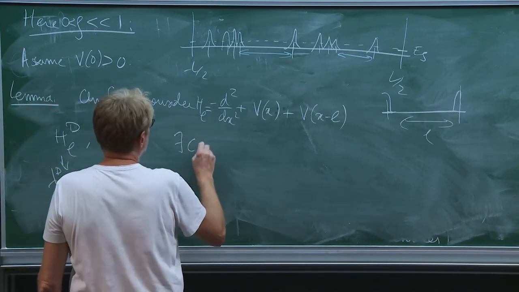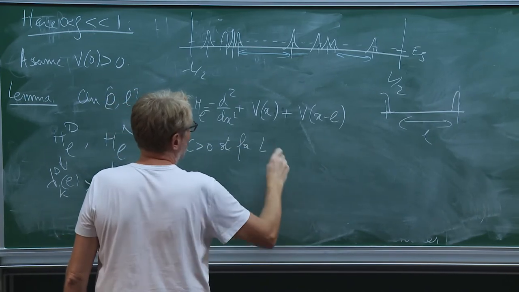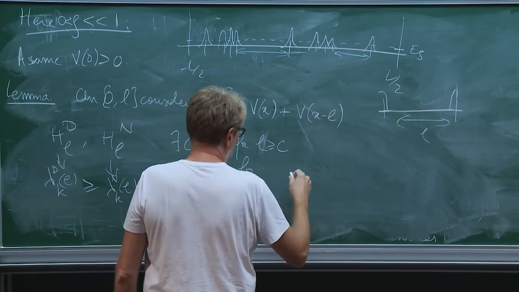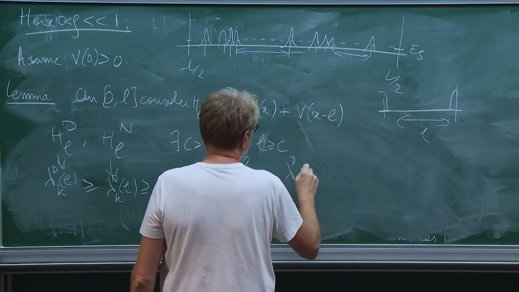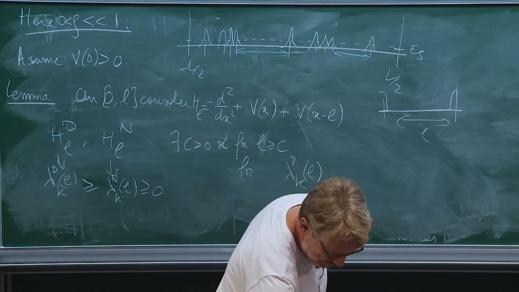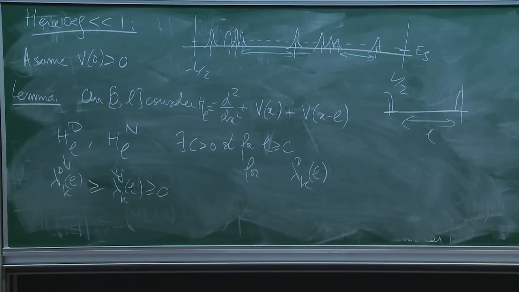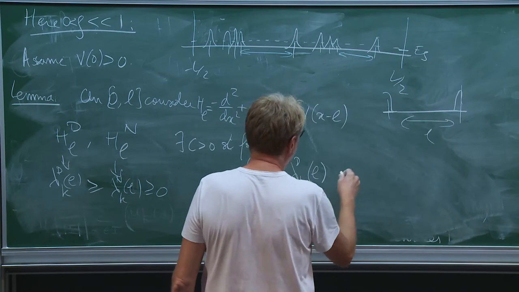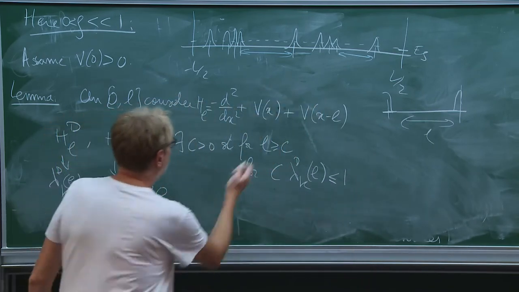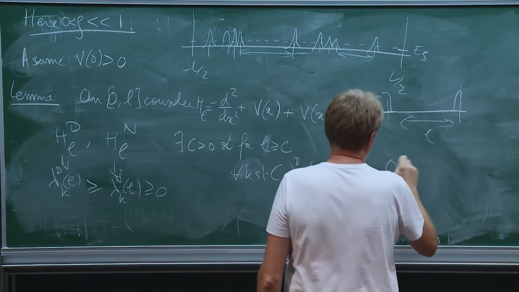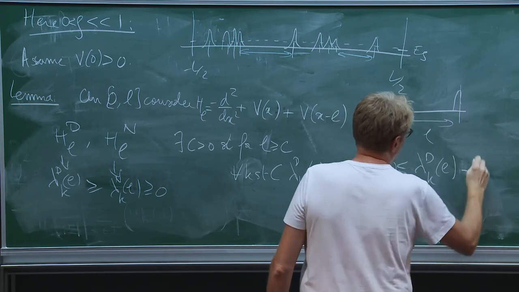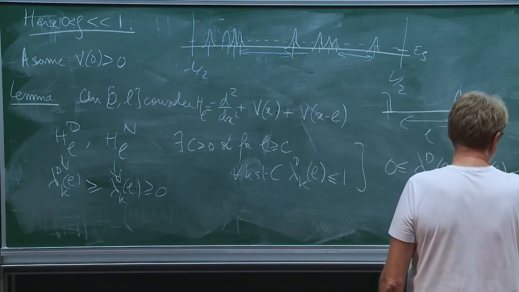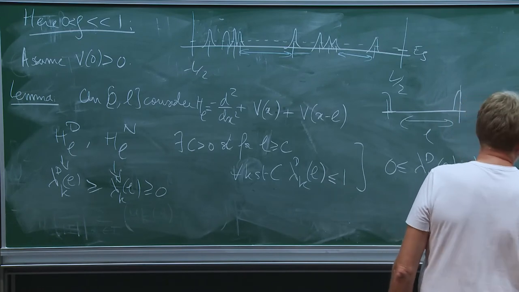But you have the following. There exists some positive constant such that for L larger than this constant, for all k such that the Dirichlet eigenvalue is certainly small, we have that, of course, the Dirichlet eigenvalue is larger than the Neumann eigenvalue. I put it as an exercise on my exercise sheet yesterday, so I copied it from there. But actually, the Neumann eigenvalue cannot be much larger. It's going to be of size C divided by L times lambda_k Dirichlet.